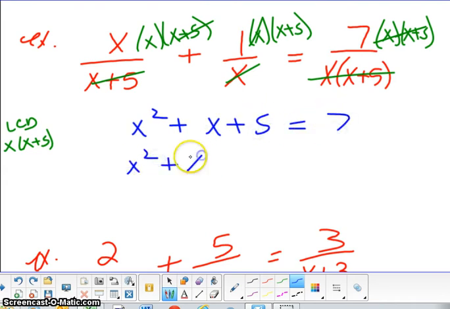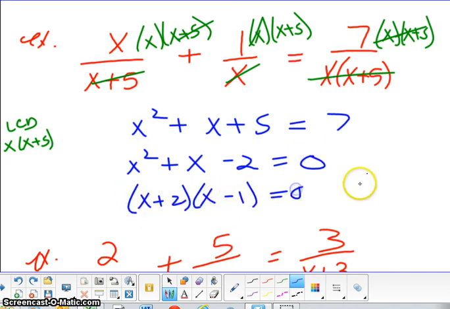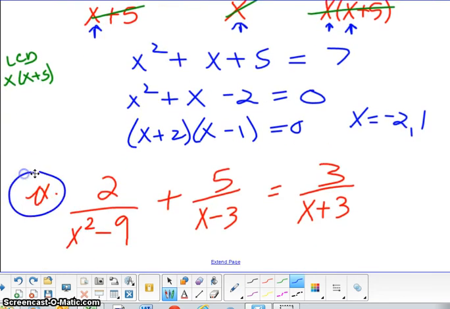Can't solve the way it is, so we're going to set it equal to 0. Factors of 0 that will give us 1 are plus 2 and a negative 1, giving the answers of negative 2 and positive 1. So when I plug negative 2 in the x spots here in the denominator, I do not get any undefined answers, so that's good. Same with the 1. I'm not going to get any undefined answers as well. So make sure you're checking on this example that you're doing on your own.